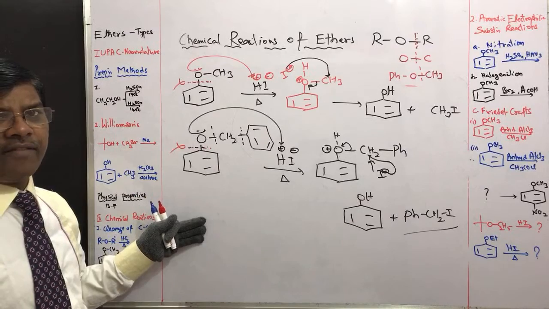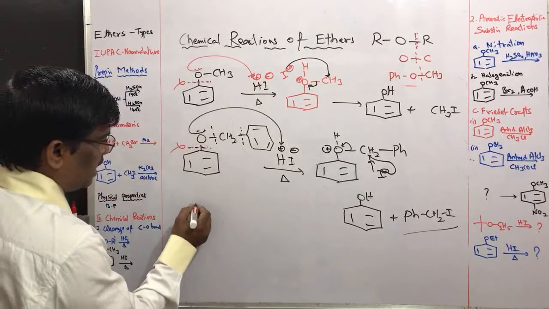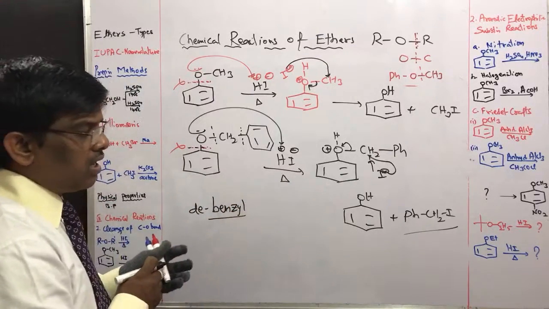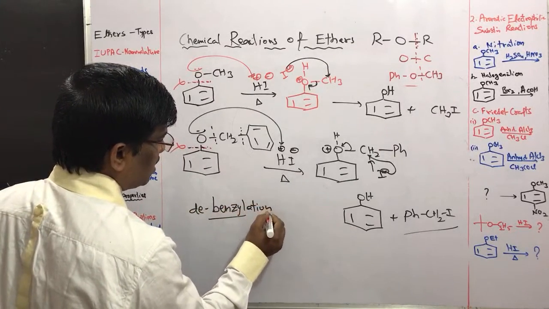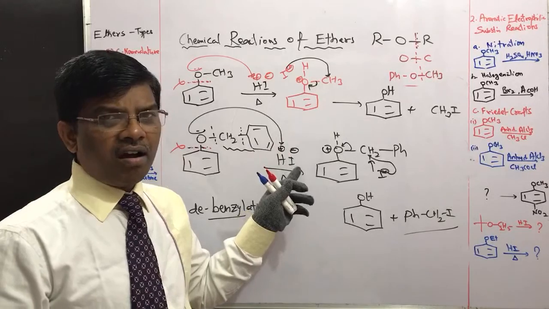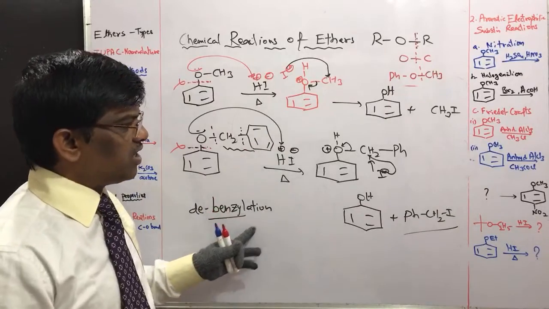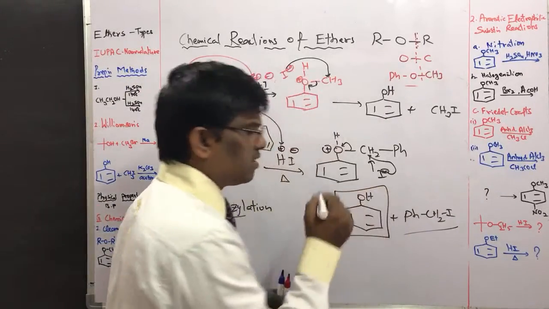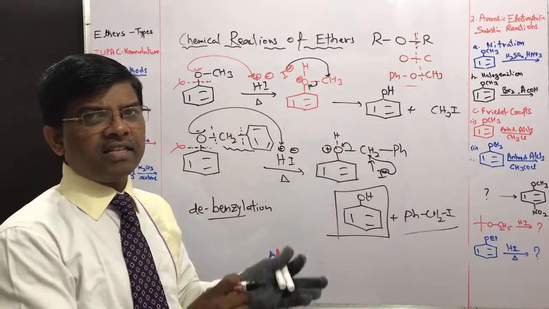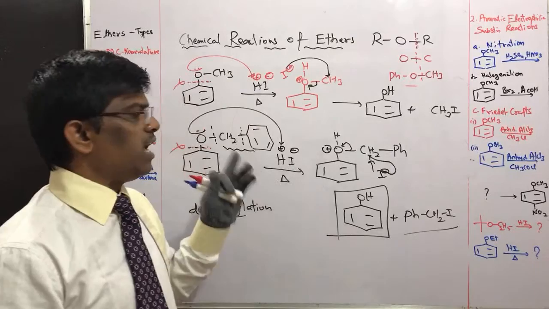The method is de-etherification or demethylation, or this is de-benzylation. The spelling is important. Benzyl, ZY, not ZOY. Benzylation, de-benzylation. So this is the benzyl group. So de-benzylation can be done using concentrated HI or HBr or HCl under heating conditions to give alcohols and phenols. Yes, so this is one of the methods of protecting the phenol group. You will learn in higher classes or during research, right? So the benzyl group can be deprotected using HI.